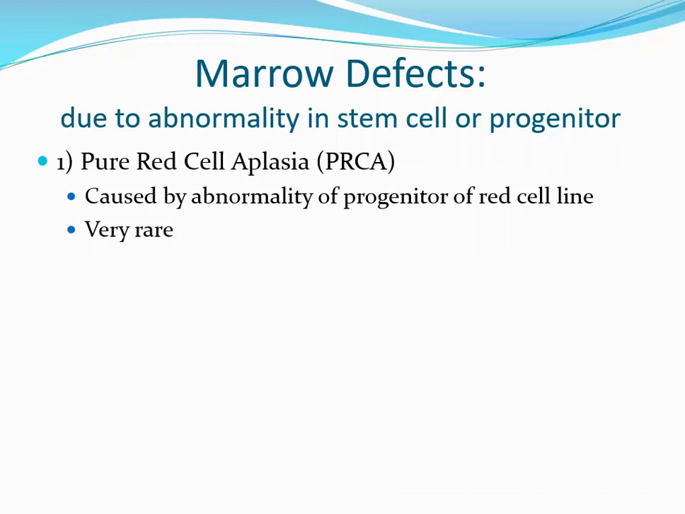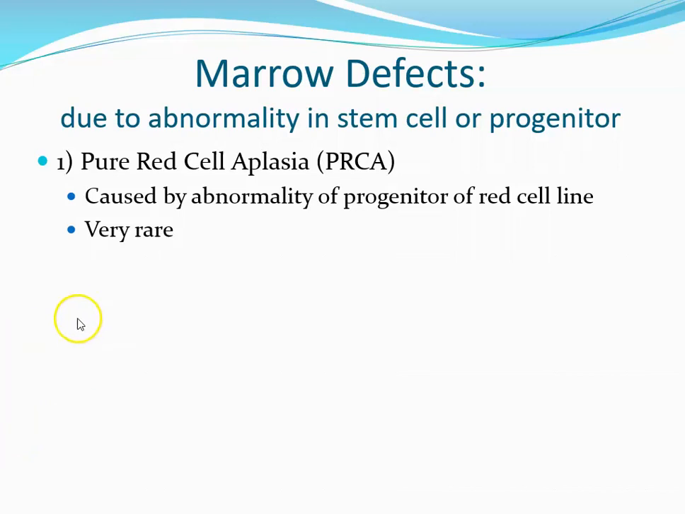There's one for the red cell line, one for platelets, and several progenitors for the different white blood cell lines. To tell where the defect is, you need to look at the circulating formed elements. If only the red blood cells are affected, then it most likely is due to a defect in the progenitor or the progenitor of the red cell line. An example of this is pure red cell aplasia.